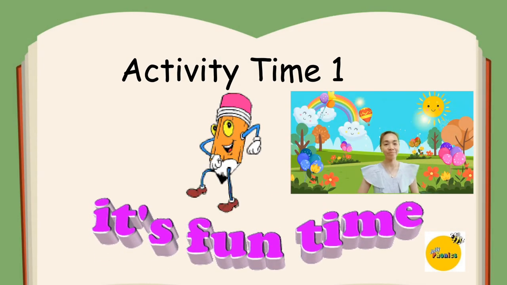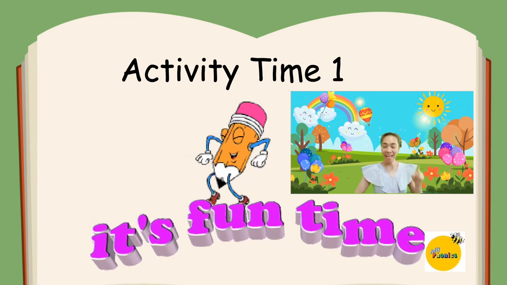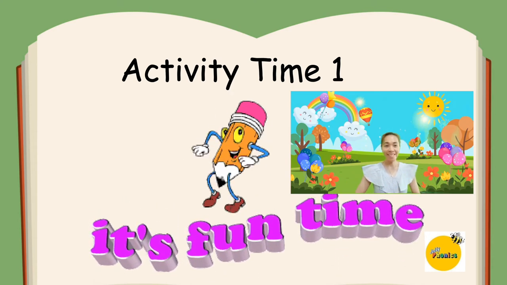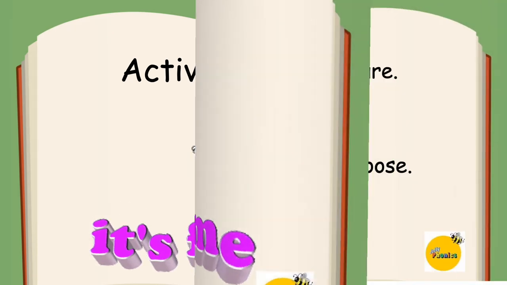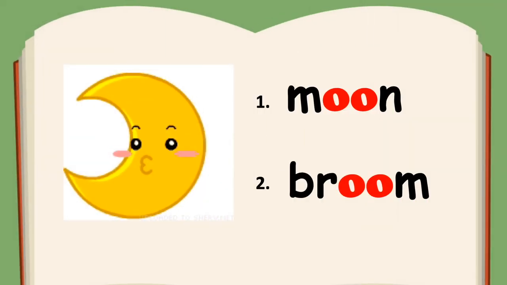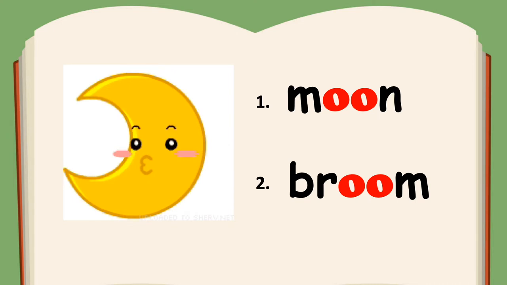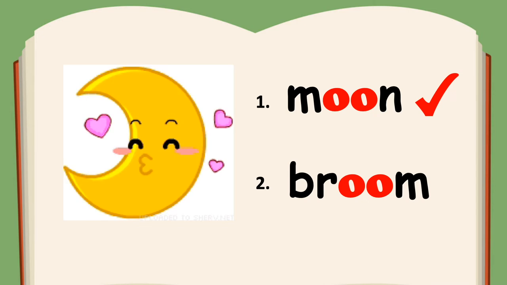You did it! Now, we are going to have our activity. Let's have activity one. So, what shall you do, children? Let's see. You are going to look at the picture. Listen and choose. Are you ready? Yes, I know you are. Okay, so let's start. The picture is moon. What number is the word moon? Is it 1 or 2? And your answer is... Hooray!